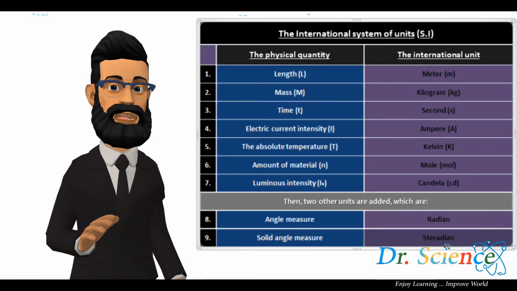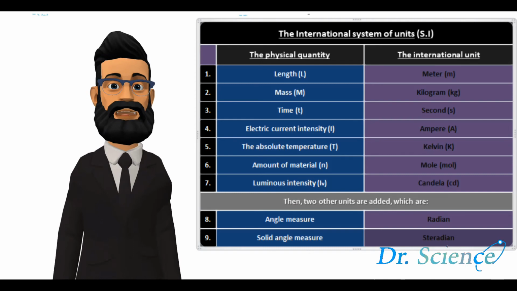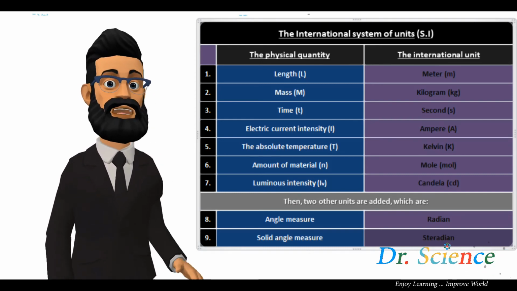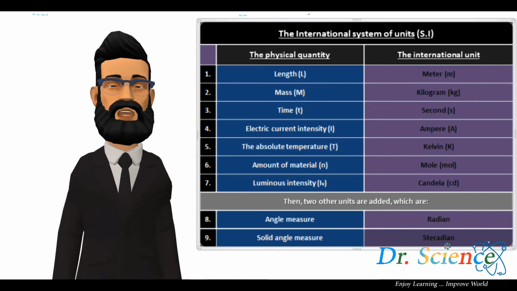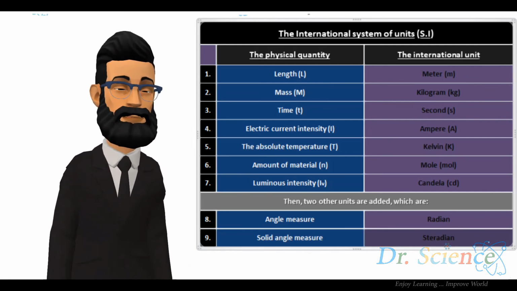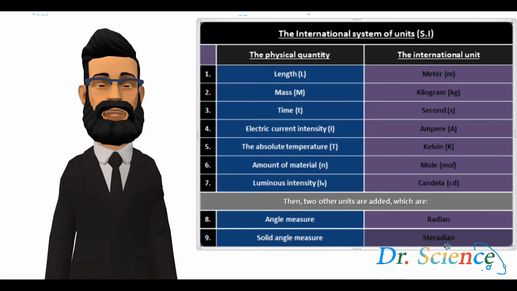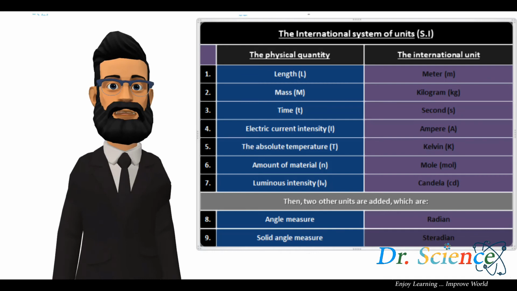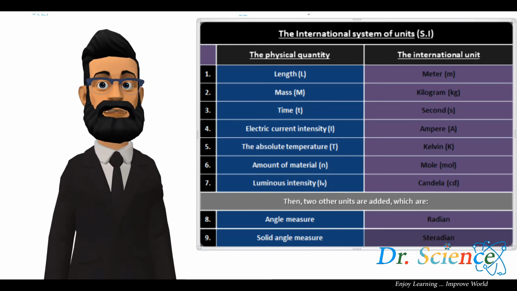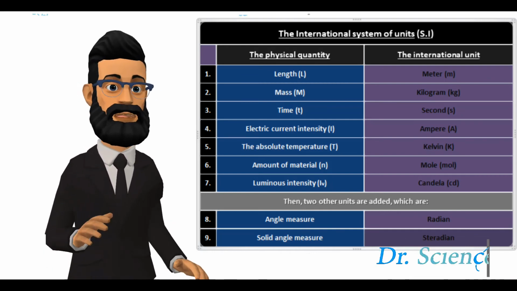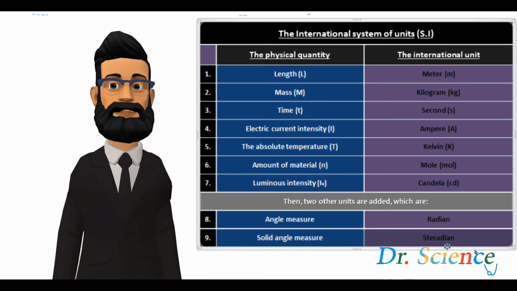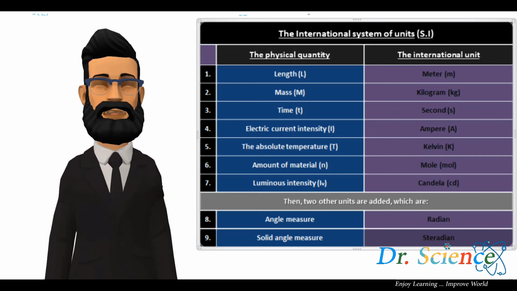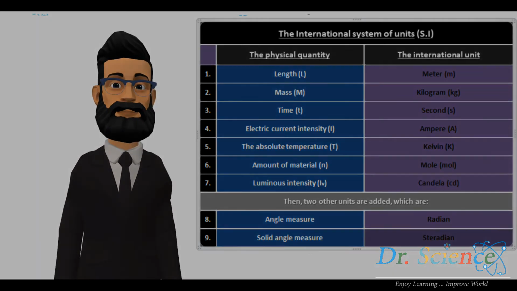Then, the scientists decided to add 6 other fundamental units to the international system to become 9 units, which are: the ampere as the measuring unit of electric current intensity, the Kelvin as the measuring unit of absolute temperature, the mole as the measuring unit of the amount of material, the candela as the measuring unit of luminous intensity, the radian as the measuring unit of angle measure, and the steradian as the measuring unit of solid angle measure.